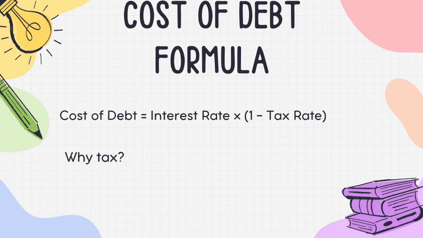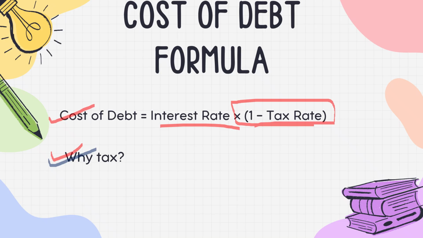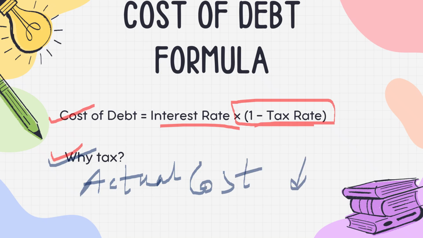So here is the formula for cost of debt: interest into 1 minus tax rate, which is very easy. But here the question is, why tax? Can anybody tell me why tax? Because interest paid on debt is tax deductible, so the actual cost becomes lower. That is why tax is here.